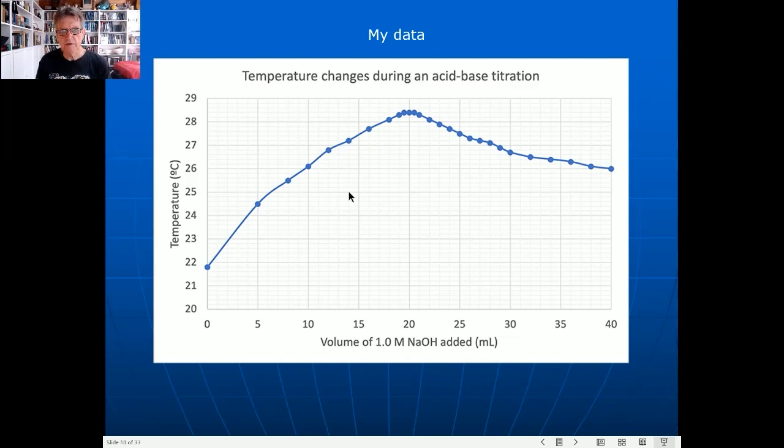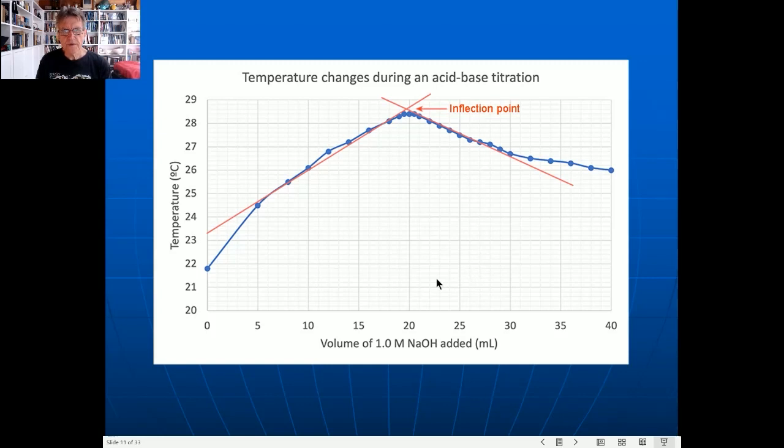Now I'll just show you what I've done here. So you draw a trend line up each side, and where they cross over, that's called the inflection point, and you can see it's a little bit less than the 20. Okay, so it's on the earlier side, 19 point something, compared to the center point of the 3 temperatures.